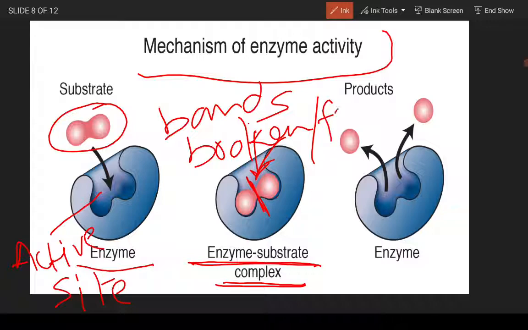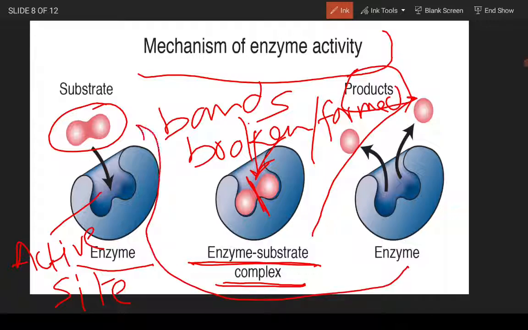and new bonds are formed. Thus, products are now formed. Substrate is converted into products, and these products are released from the enzyme active site, and the enzyme is once again ready to bind to new substrate.